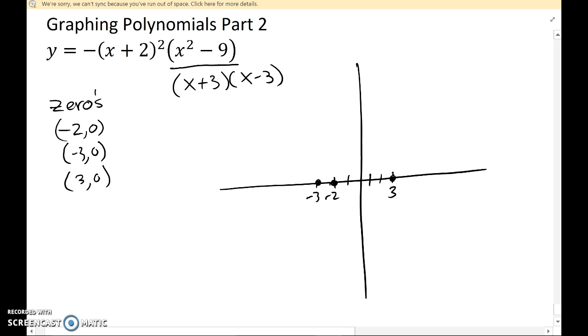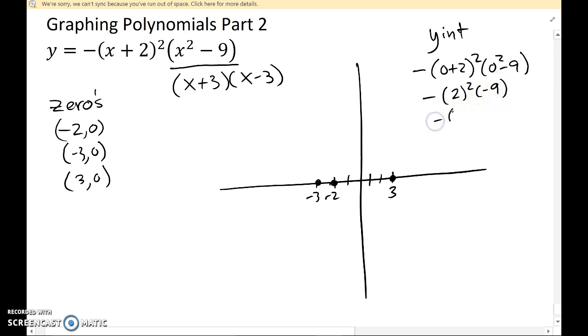All right, and then we want to find our y-intercept. And so for our y-intercept, plug a 0 in for our x's. And so we get -0 plus 2 squared times 0 squared minus 9, which gives us a negative times 2 squared times -9. So negative times 4 times -9, which gives us a positive 36. So our y-intercept is 0, 36. So if we go up here to 36, or approximately, like I said, these are sketches.